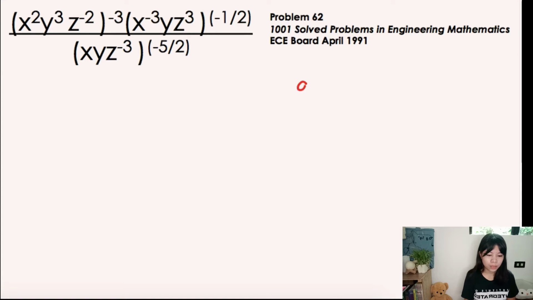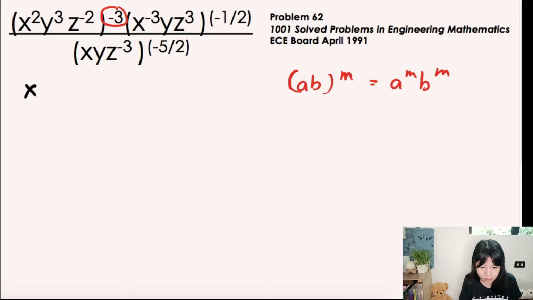We know that the law of exponents says (ab) raised to m is equal to a raised to m, b raised to m. So, let's apply it here. We have an algebraic expression raised to negative 3. All we have to do is multiply the negative 3 to the exponent of each variable. So, x: 2 times negative 3 is equal to negative 6. Then y: 3 times negative 3 is equal to negative 9. Z: negative 2 times negative 3 is equal to 6.